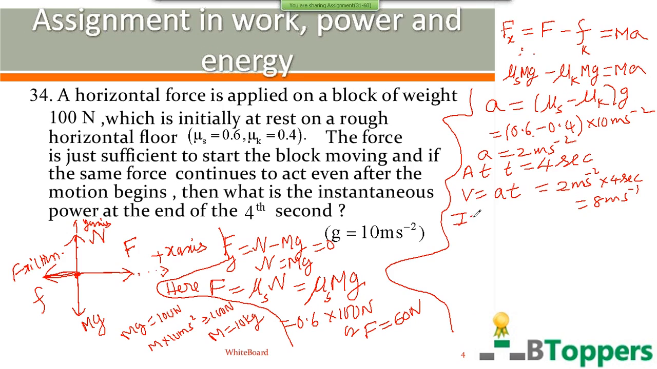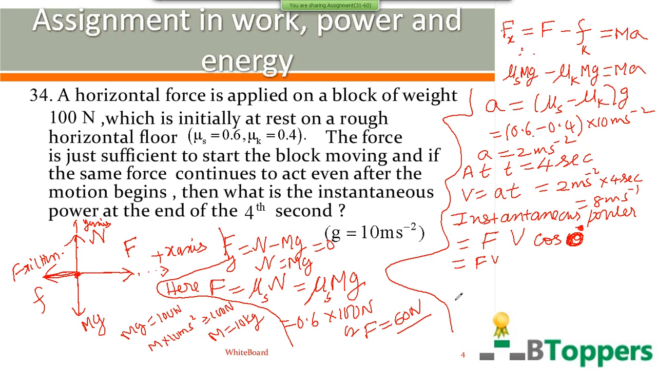So the instantaneous power at the end of 4 seconds is equal to the product of the magnitude of the force applied and the instantaneous velocity at the end of 4 seconds. In the general case we write F dot v, or F v cos theta. Here the angle between the direction of the force and the direction of the velocity is 0 degrees. So theta is 0 degrees, F cos 0 degrees, or F into v.